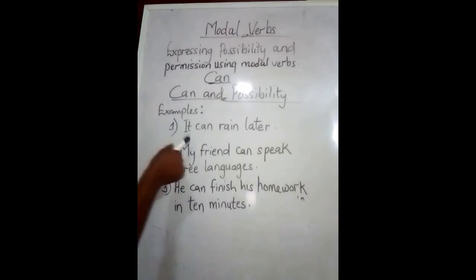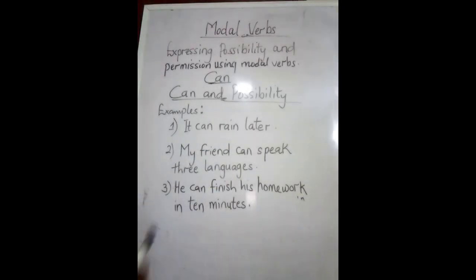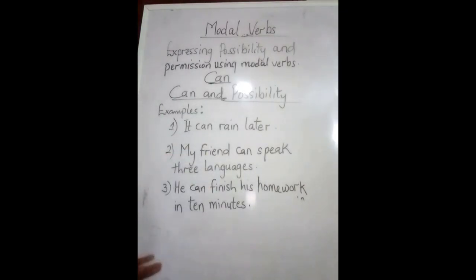The first one here says it can rain later. That means there is a chance that it rains later. And then the second one says my friend can speak 3 languages. This is a case of stating something that is true. The speaker here has a friend who has the ability to speak 3 languages. That is a fact. That is true. So this is expressing something that is true or a fact.